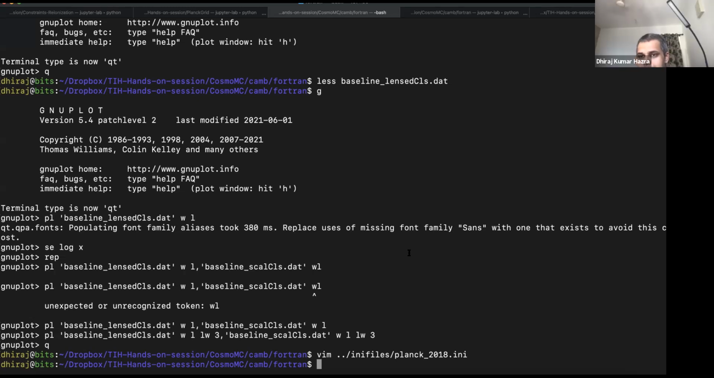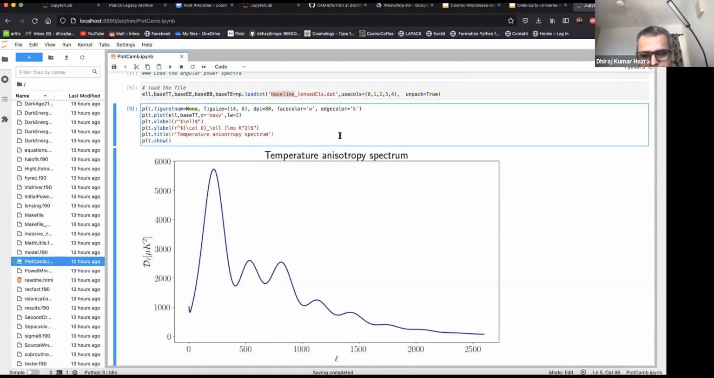Use VI, or just open the file from the left pane of JupyterLab, edit it and save it with Ctrl S. Yeah, that will work as well. Okay, so I assume that everybody has been able to do that, right?